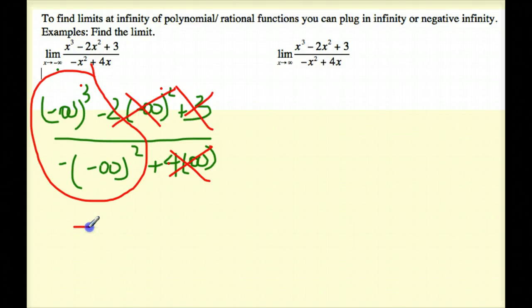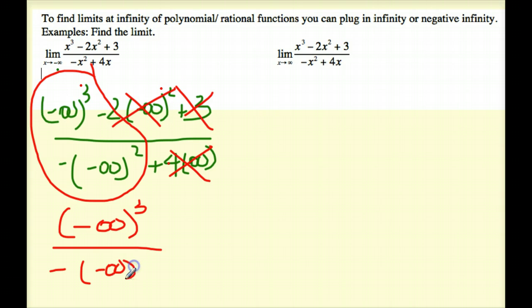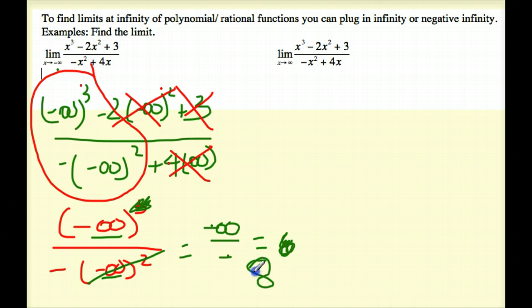So if I were to rewrite this, I have negative infinity to the third power divided by a negative infinity squared. If you notice, these have the same base. Since they have the same base, I can cancel these powers, and if I have a 2 here, that's going to cancel out 2 up here. What I get left over is a negative infinity over a negative. A negative over a negative gives me a positive infinity. So the answer to this one is a positive infinity.